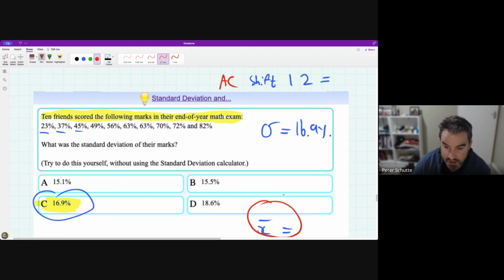So what you will find is that the mean is 56%. So what that's saying is that the class average is 56%, and on average, people are within 16.9% of that result. All right, that is that for tonight.